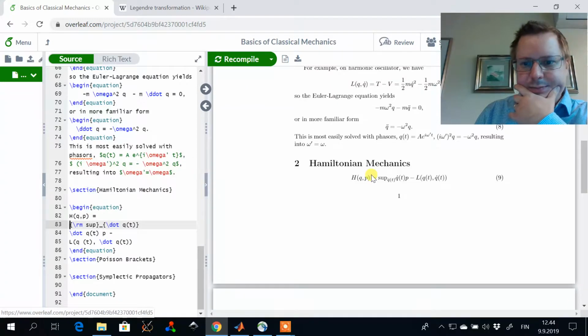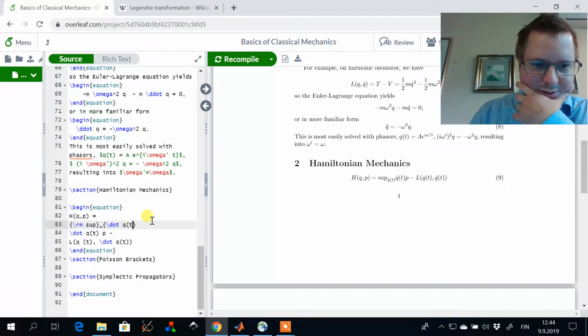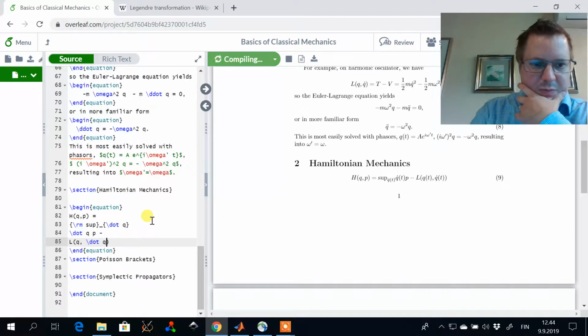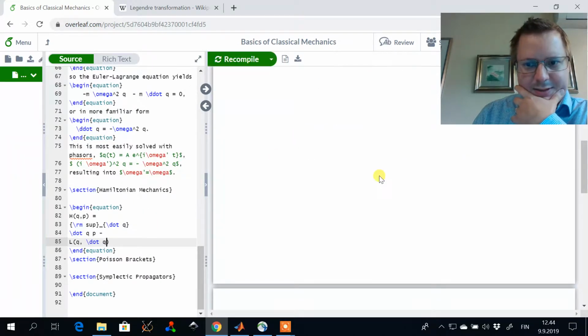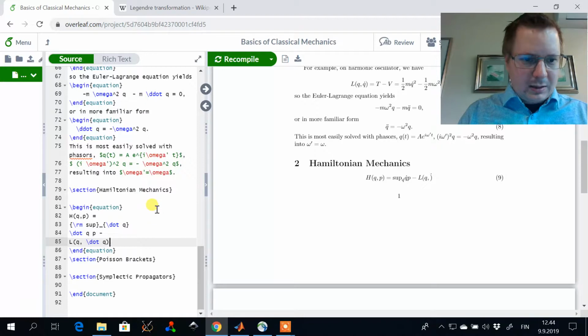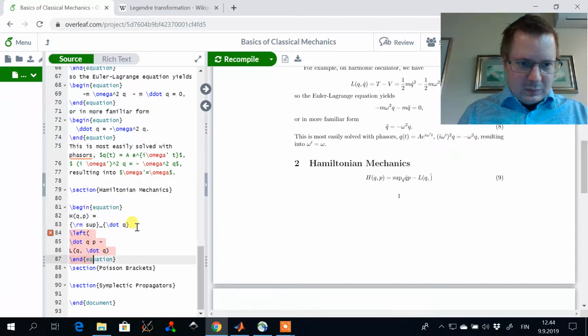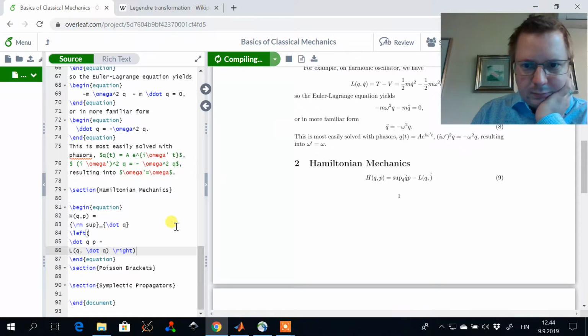I will remove the t dependence here because these are not yet needed. So I think this is the dot q.